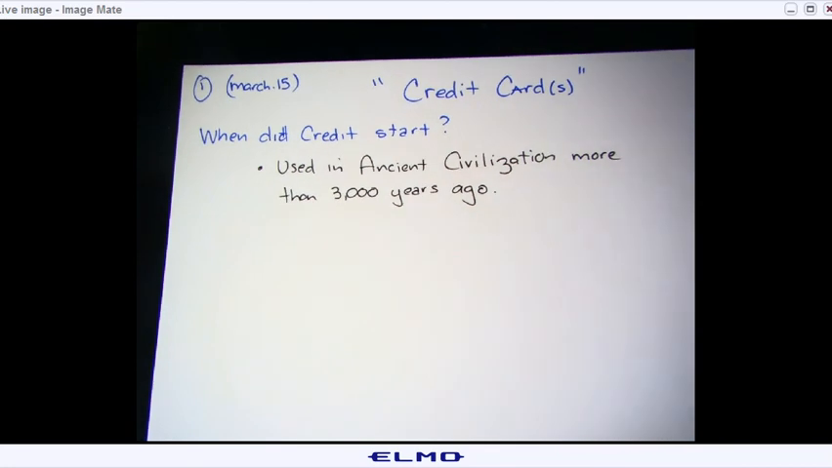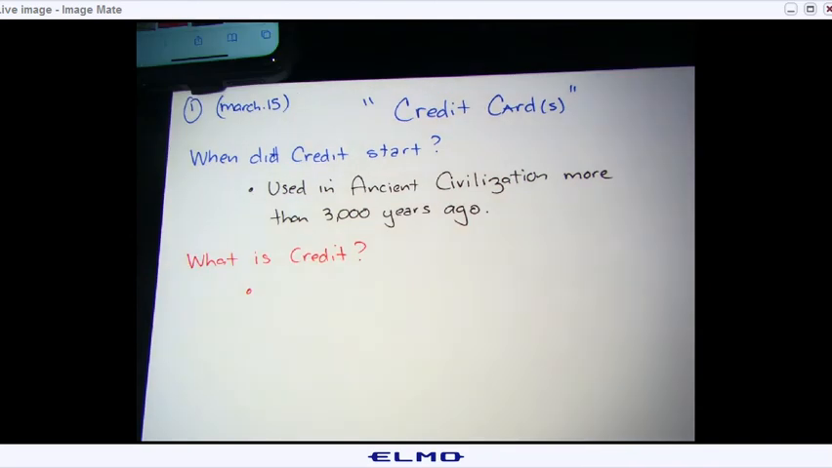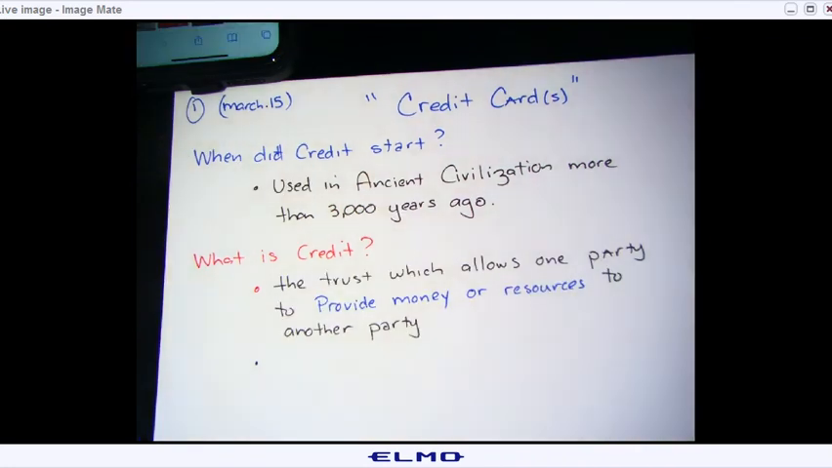So for the most part, what is credit then? When someone gives you credit, they're saying, all right, you want credit? Here you go, I'll lend you some money. So they're trusting you that you'll go ahead and pay it back. All right, so I'm going to go ahead and write the definition. The definition is it's the trust which allows one party to provide money.